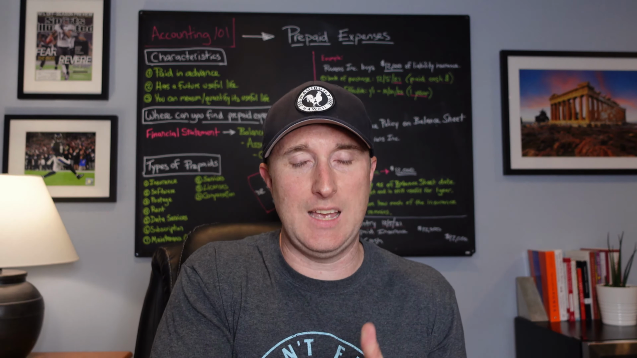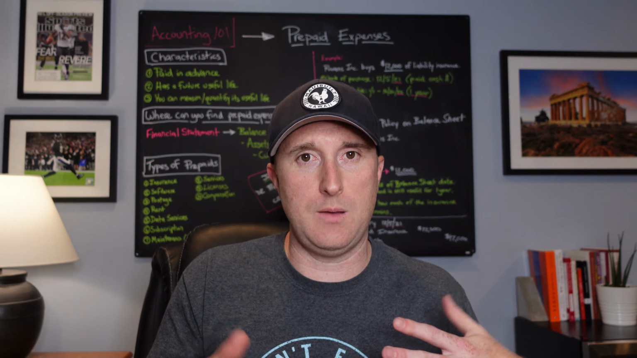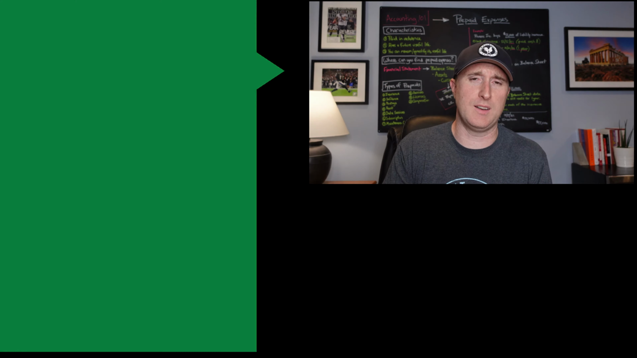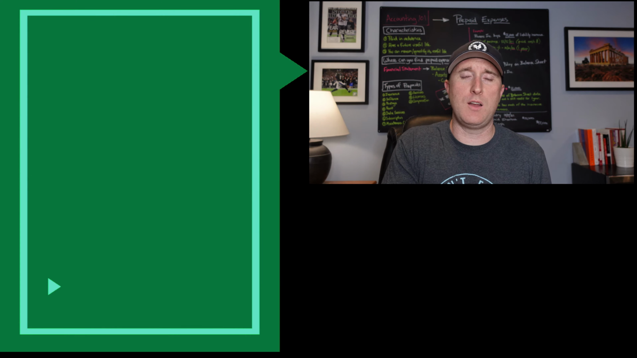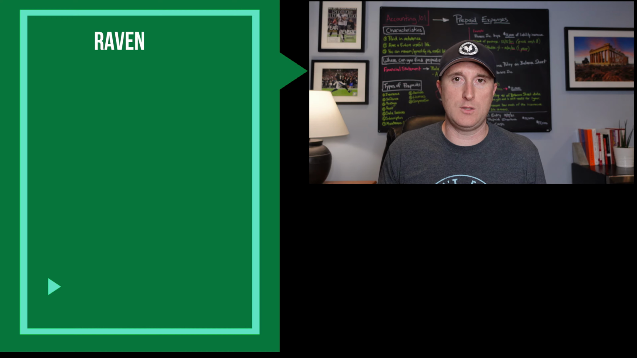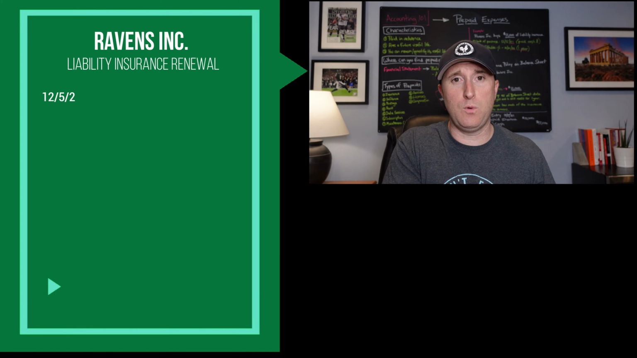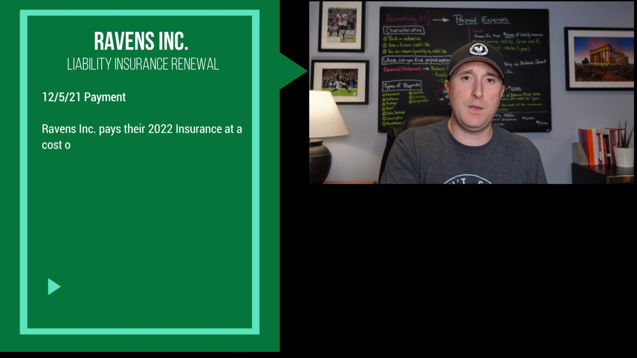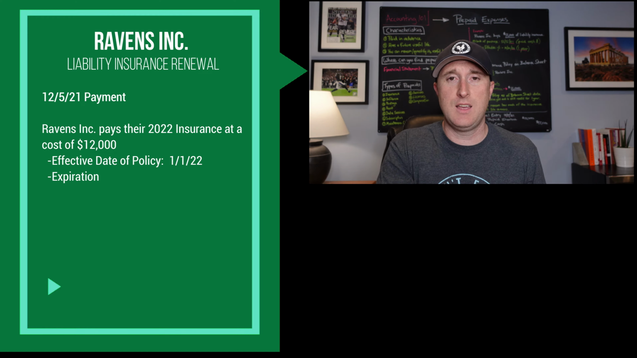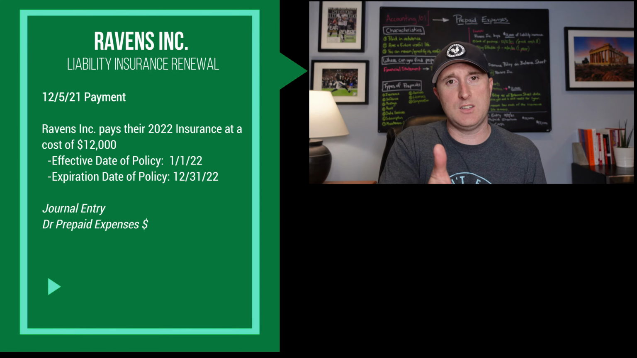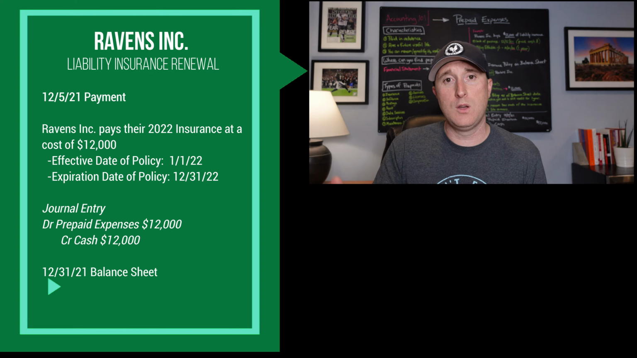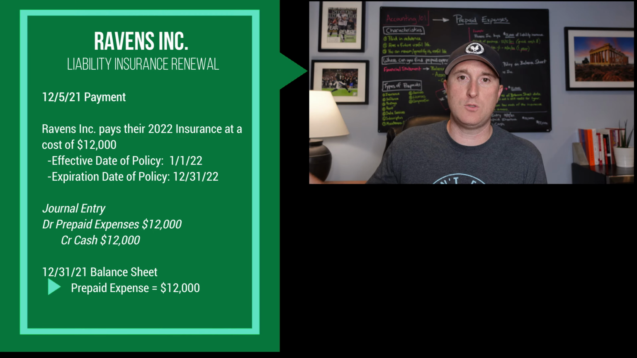So let's give a hypothetical example of how to identify a prepaid expense. Let's go with Ravens Incorporated. They are renewing their insurance policy going into 2022. Hypothetically, it's December 5th, 2021. They go and pay their premium. It's $12,000. Its effective date is January 1st, 2022 to December 31st, 2022.